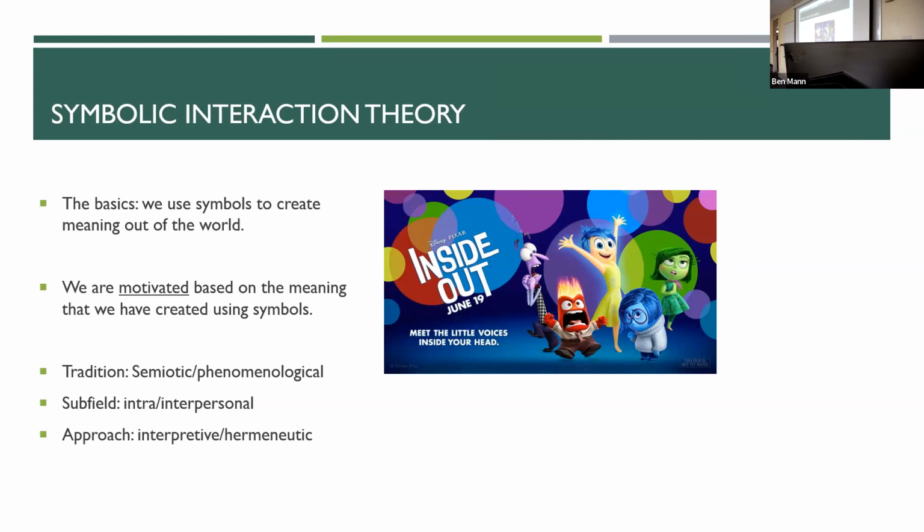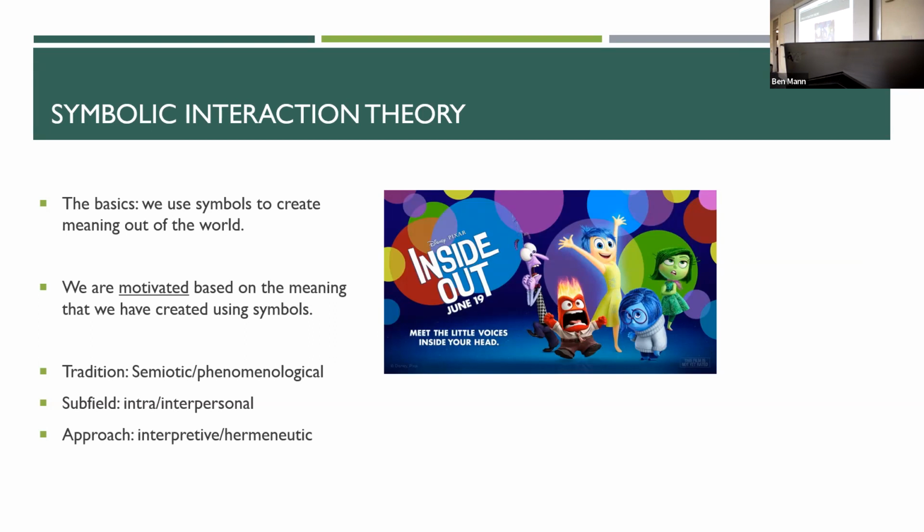So the basics of symbolic interaction theory are very simple. As we talked about when we were discussing semiotics, it's about how we use symbols to create and maintain a sense of the world. In other words, we are motivated to communicate and interact with other people based on the symbols that we have developed and created, right? In terms of tradition, this is semiotic and phenomenological. Semiotic is about the use of signs, and phenomenology is about how we come to know and understand, from our own perspective, what the world is.